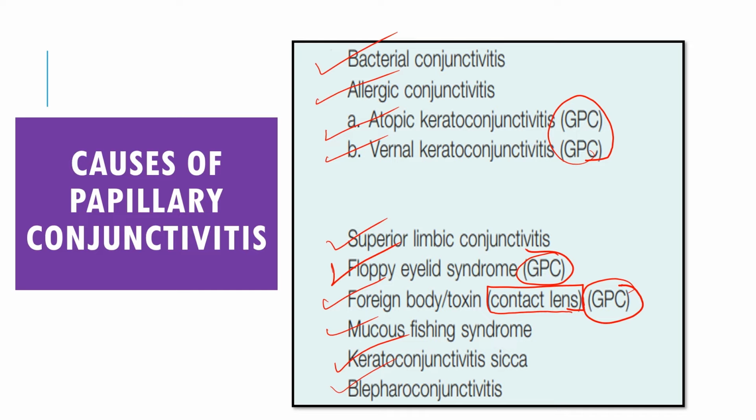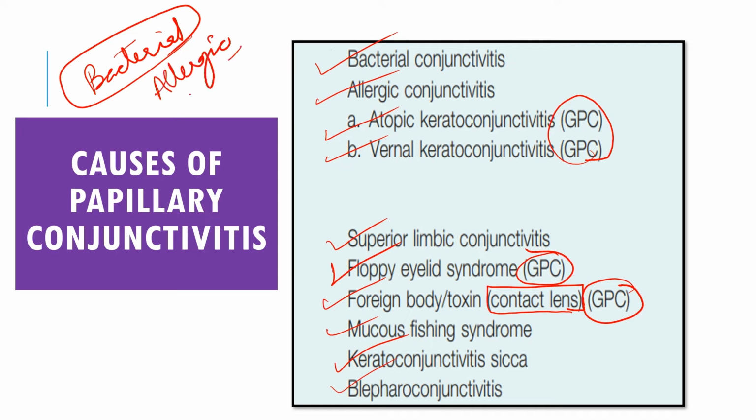Now, if you have to remember it, just remember that in bacterial conjunctivitis, you will see papillary formation. In allergic conjunctivitis, you will see papillary formation. And you will see papillae formation wherever there is a foreign substance, okay? So in case of a foreign body, you will definitely see a papillary reaction. Contact lens also can act as a foreign body. You can think of it as a foreign body. So there will be giant papillary reaction.